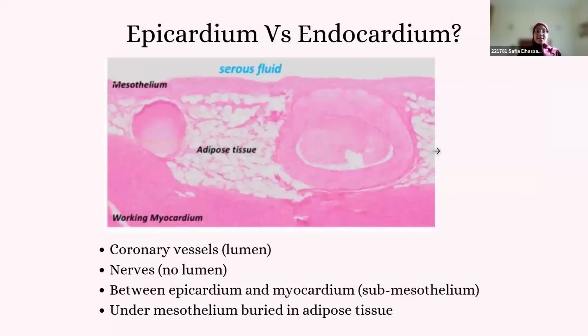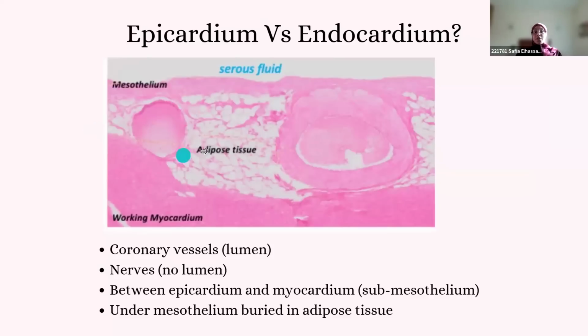Okay, so how do we tell the difference between epicardium and endocardium? Because there are some similarities between the two. First of all, let's talk about the epicardium. The epicardium faces the pericardial cavity, which contains serous fluid, while the endocardium faces the lumen of the heart, which contains blood. The epicardium also has coronary vessels.